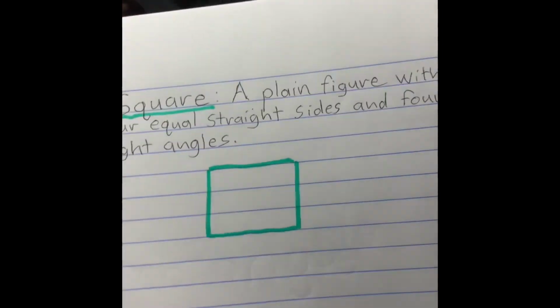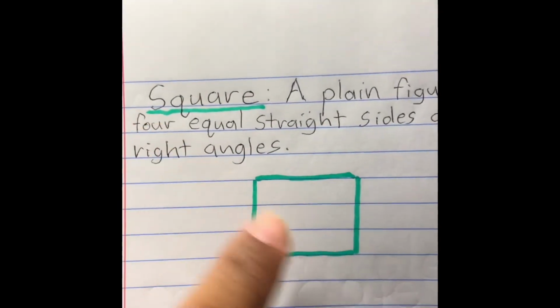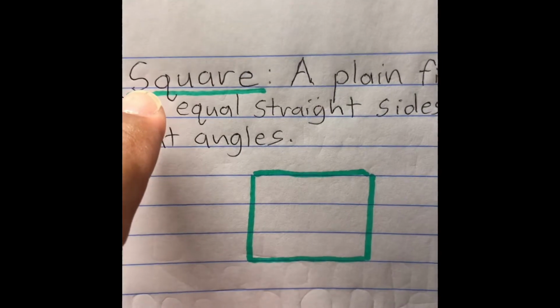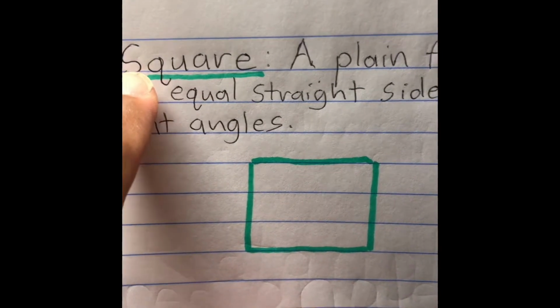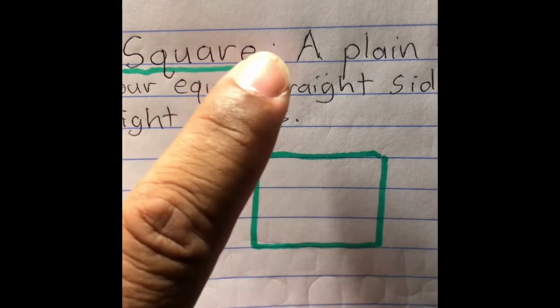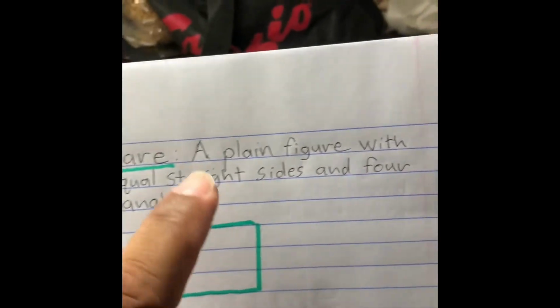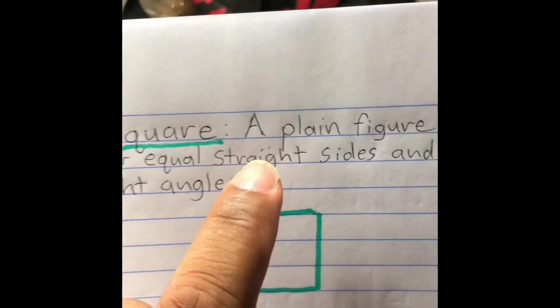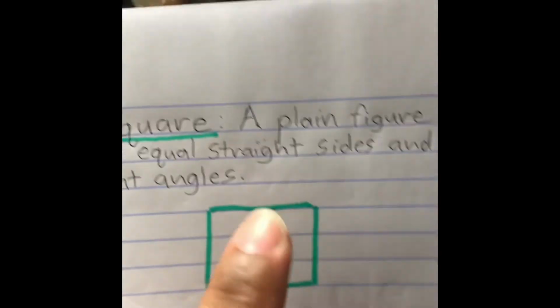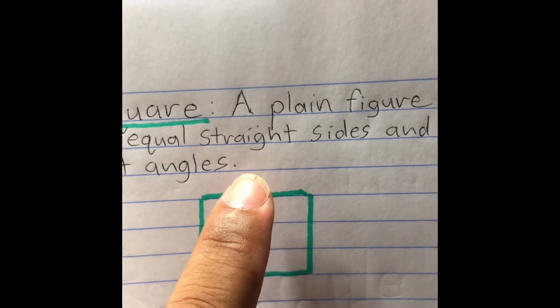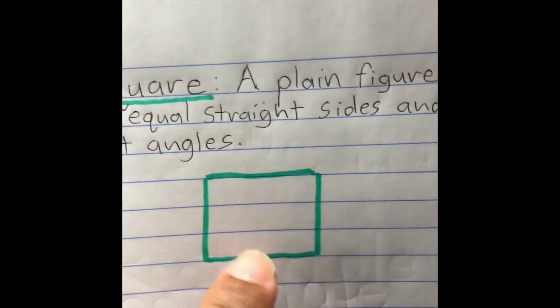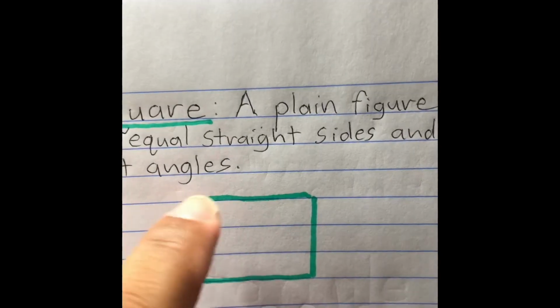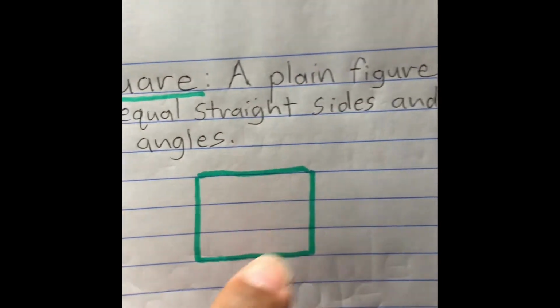Let's get started with the shape that we're going to explore today. And what's this we have? A square. That's right, square. What is a square? A plane figure with four equal straight sides and four right angles. See, a square has four equal sides, 1, 2, 3, 4, and four right angles, 1, 2, 3, 4.